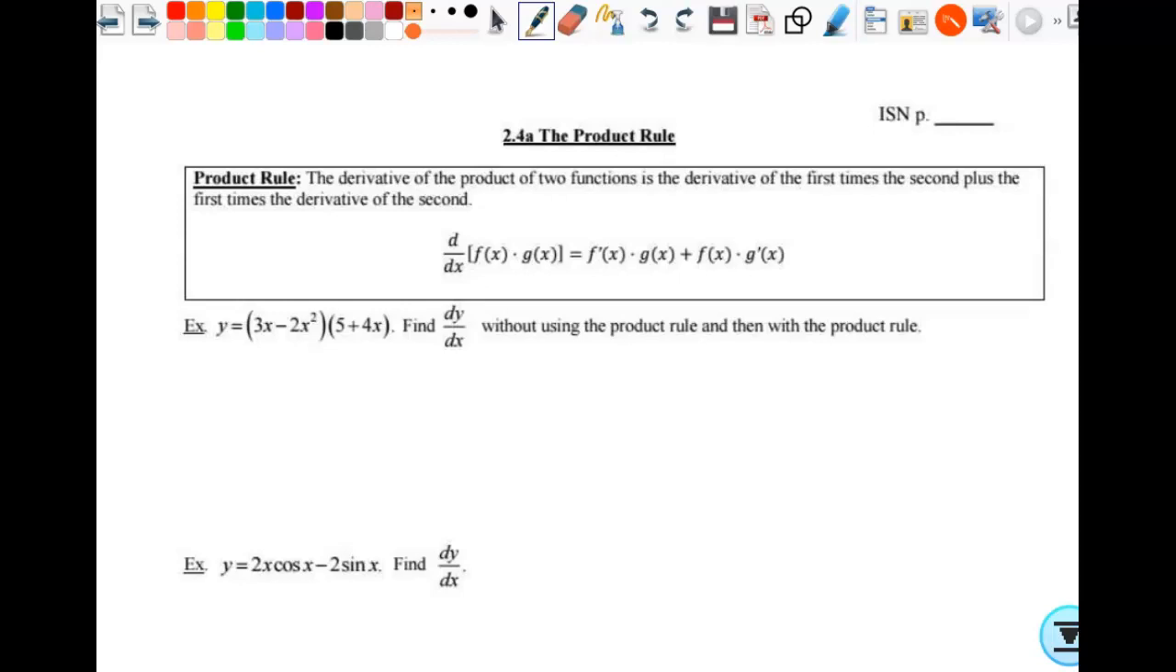And guys, a lot of times the rules are not tested in isolation. Meaning you'll have to use product rule within another rule. Does that make sense? So you're going to have to use multiple rules at once. All right, so today we are just focused on product rule.